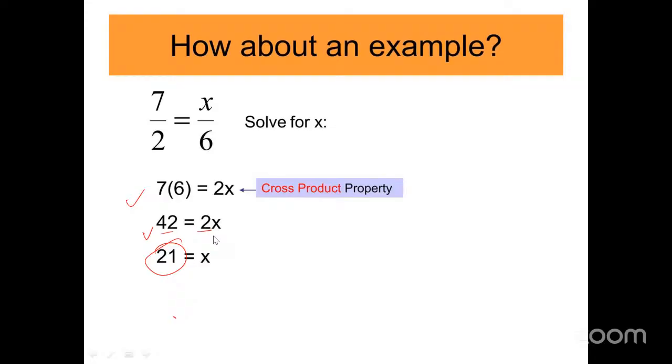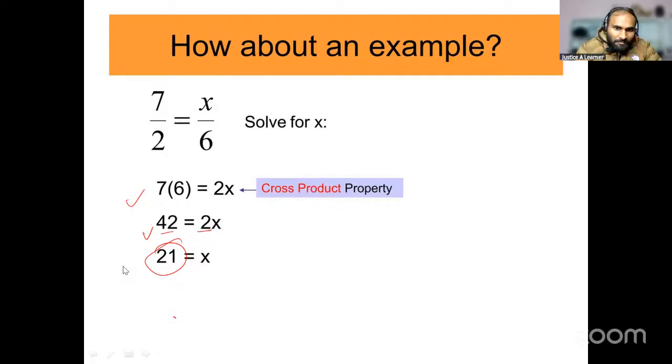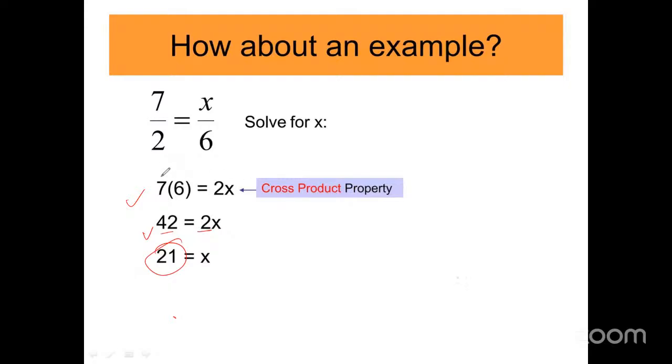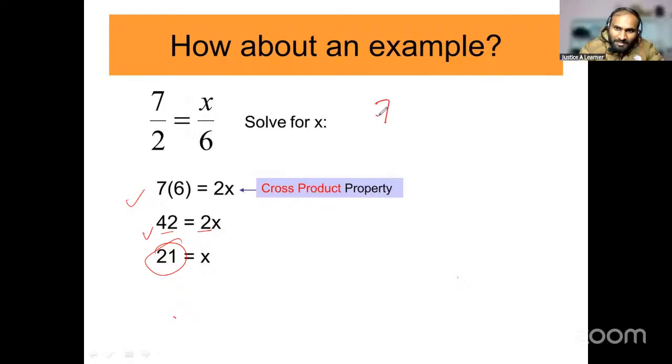Till here you understood or not? You are struggling in the algebra part. Whenever we are writing a number like 7 upon 2 is equal to x upon 6, the upon part is called division.